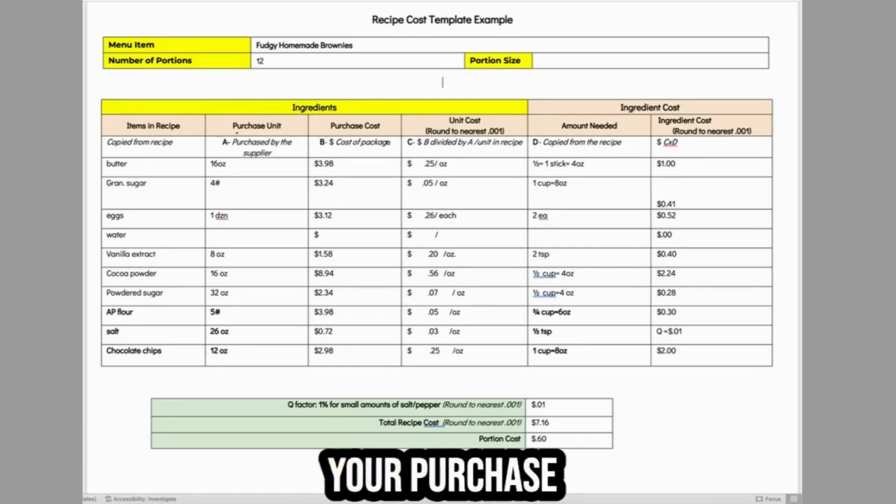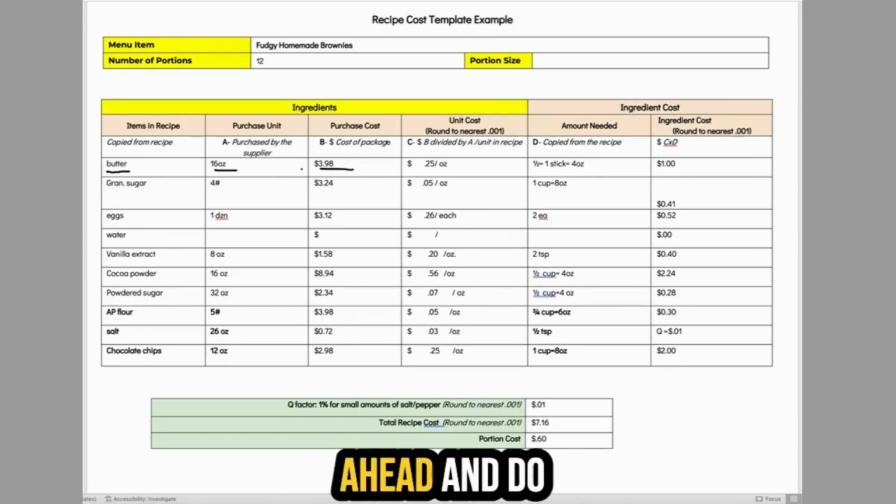Column A here is your purchase unit, and column B is the purchase cost. We got this information from Walmart.com, so you can just head to Walmart.com and search in the search bar, how much is a pound of butter? Well, 16 ounces of butter is $3.98. And you're going to go ahead and do that for all of your ingredients all the way down.